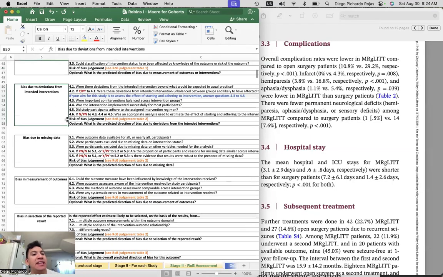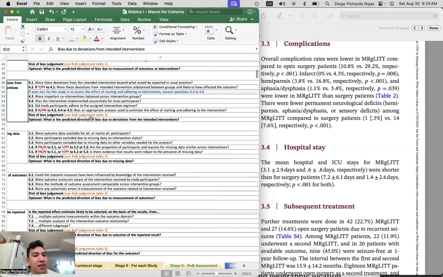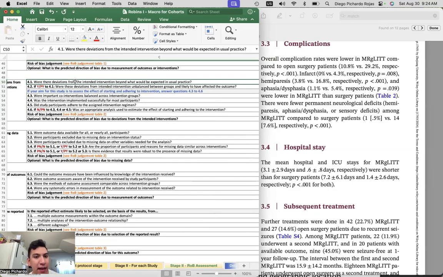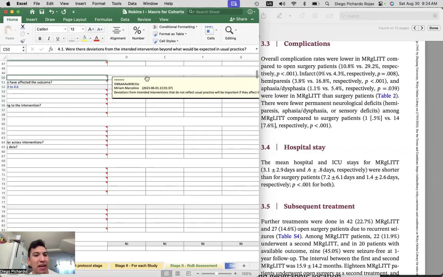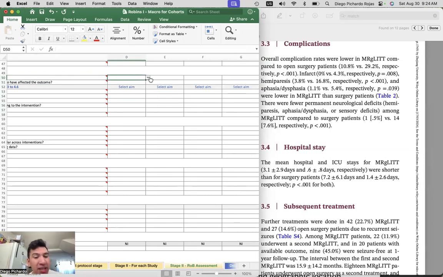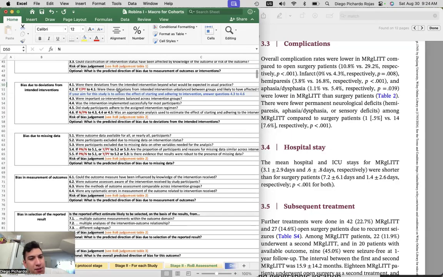Bias due to deviations from the intended interventions. Were there any deviations beyond what would be expected in usual practice? Again, this is surgery, so for how long do we have to treat a patient before they stick to one group? After you do a surgery, you just stay in one group forever, basically, you know? So, probably not.